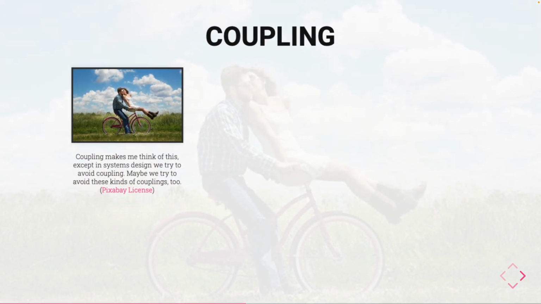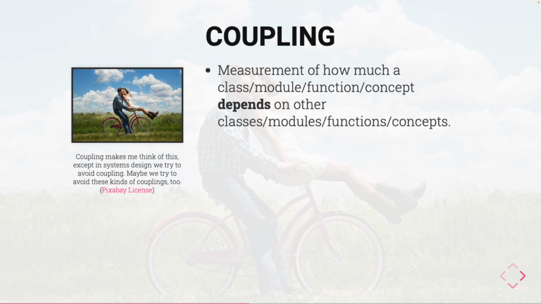And then the related thing is coupling. This is a measurement of how much a class, module, function, concept, a thing depends on other things. High coupling makes code hard to change. You decide that your string should use a linked list instead of an array, and then suddenly all of your code breaks because it turns out you've been using direct array indexing, maybe, all throughout your code.